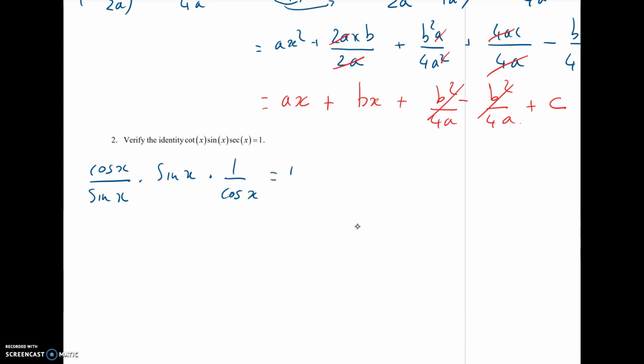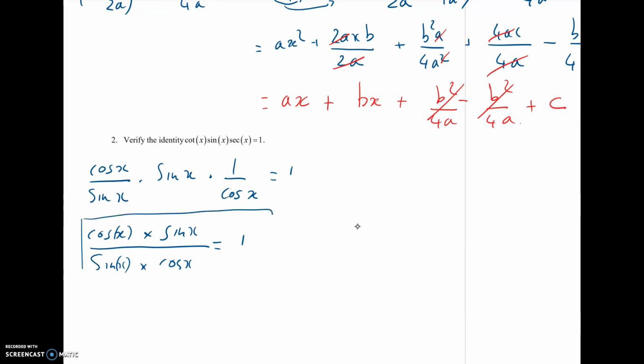I don't have the same denominator, but it's not a big deal because I have multiplication, okay? So what do we have? Basically, we have cosine x multiplied by sine x, multiplied by 1, divided by the denominators multiplied together, sine x times cosine x. And yes, it's equal to 1. So I'm very happy with that. I verified that the left side of my equation was equal to 1. That is one of the methodologies that I like the most. Okay? All right.